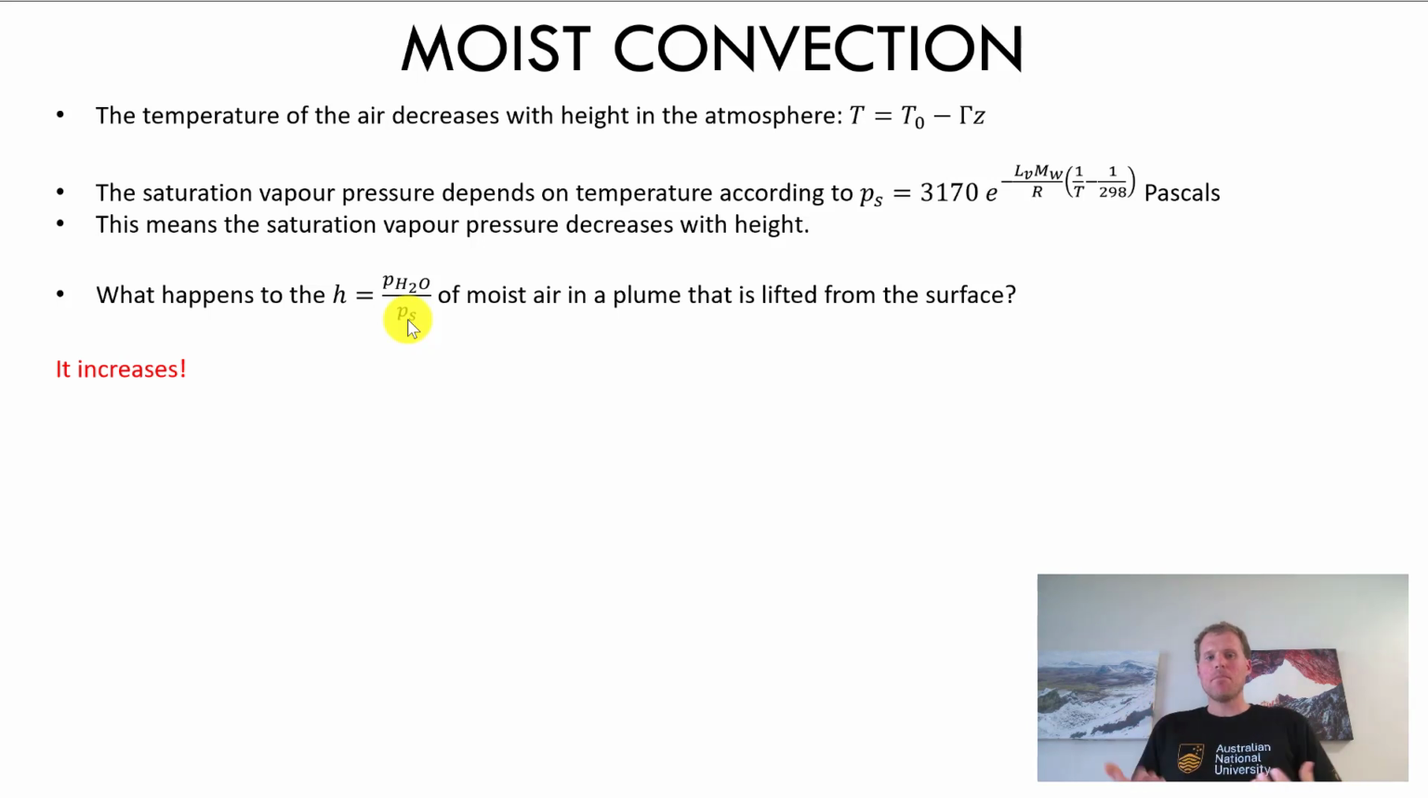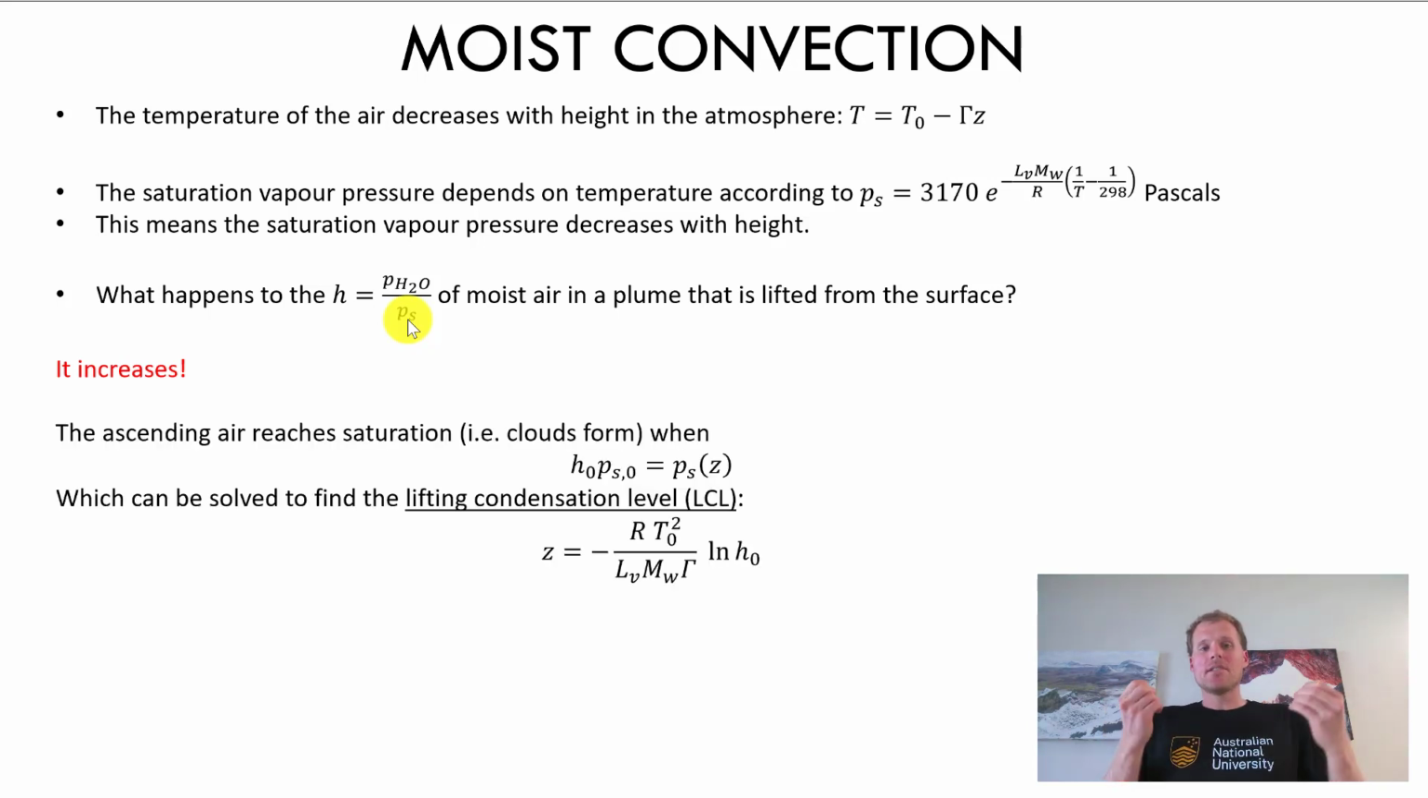Now, of course, that means at some point it reaches a relative humidity of 1, and that is the point at which saturation occurs. So the air at that point cannot possibly hold any more moisture, and it can't even hold the amount of moisture it has. So it forces condensation of that moisture into liquid. And this height at which this occurs is known as the lifting condensation level, or LCL.